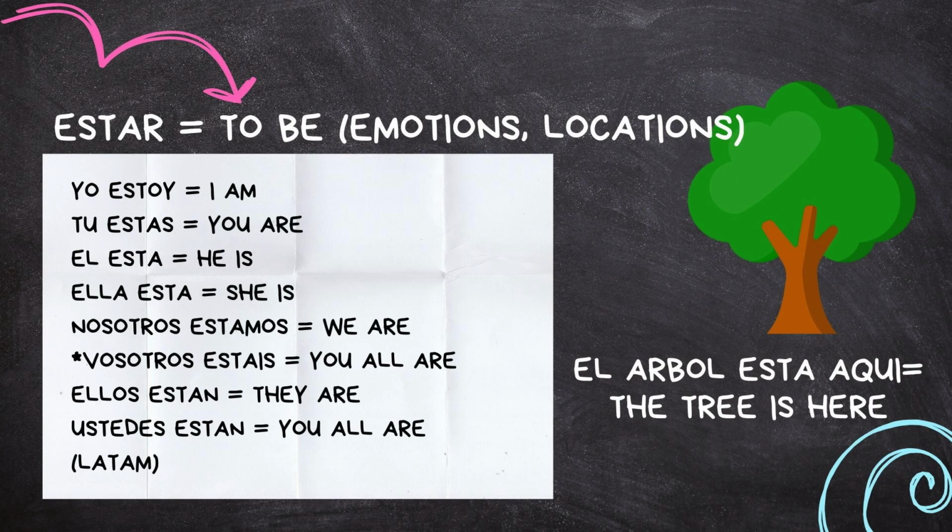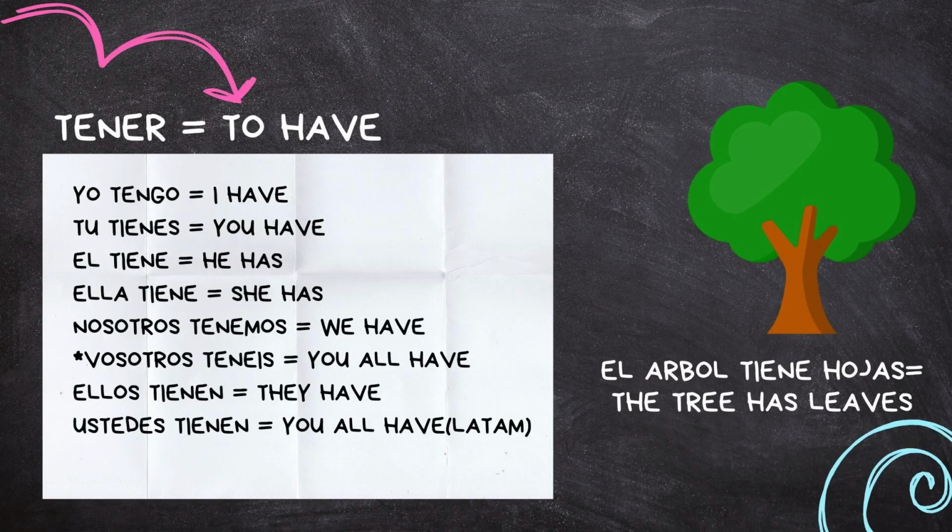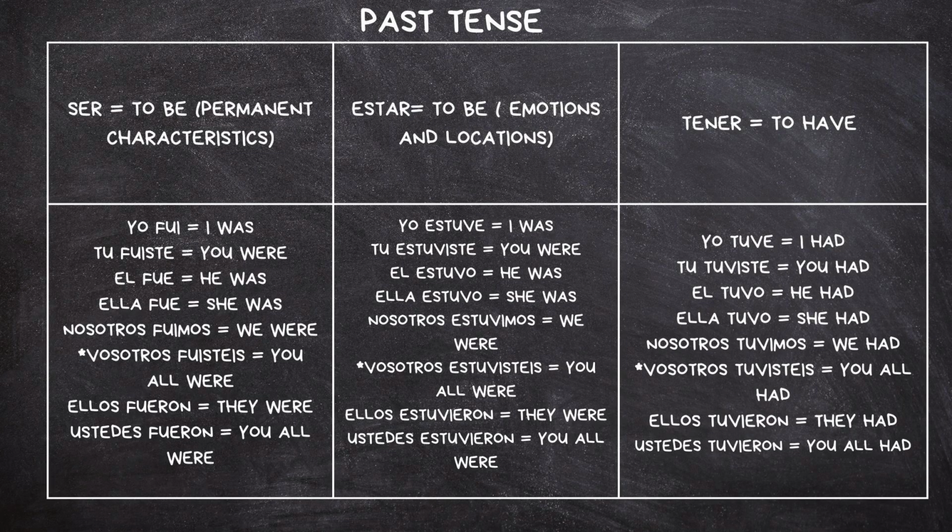Now, let's go for the verbo estar. Yo estoy, tú estás, él está. Nosotros estamos, vosotros estáis, ellos están. Then, el verbo tener. Yo tengo, tú tienes, él tiene, nosotros tenemos, vosotros tenéis, ellos tienen. In the past, el verbo estar. Yo estuve, tú estuviste, él estuvo, nosotros estuvimos, ellos estuvieron.